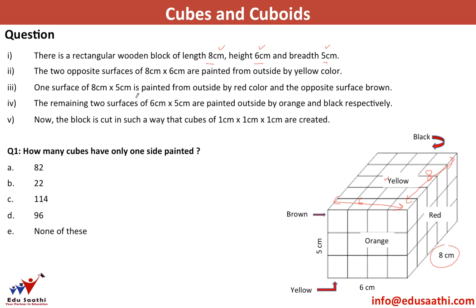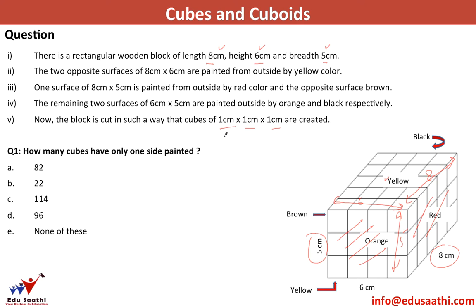One surface of 8 into 5 cm is painted from outside by red color. So I have 5 here and I have 8 here. So this face, if this is 5, this is also 5. So this face is red and the other one is brown. The remaining two surfaces of 6 into 5 are painted outside by orange and black respectively. So I have orange here on the front face and black on this exactly opposite face. Now the block is cut in such a way that cubes of 1 into 1 into 1 are created. How many cubes have only one side painted?